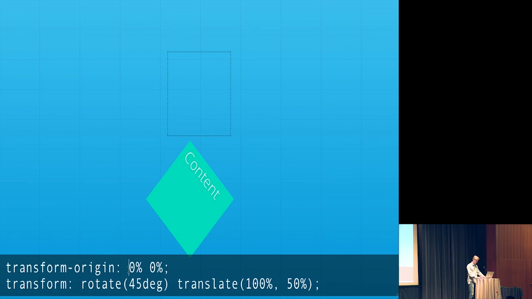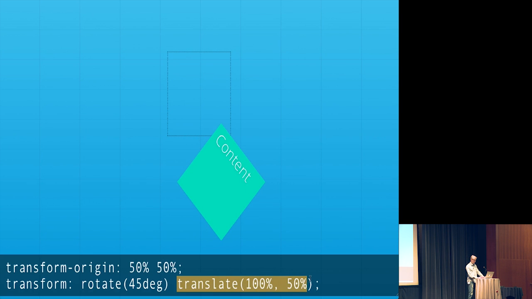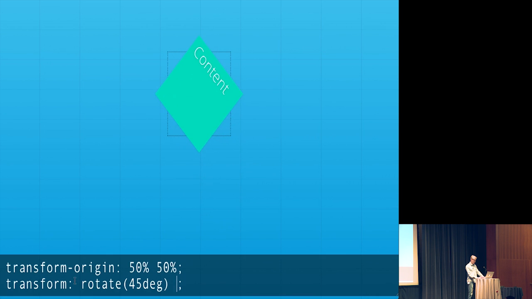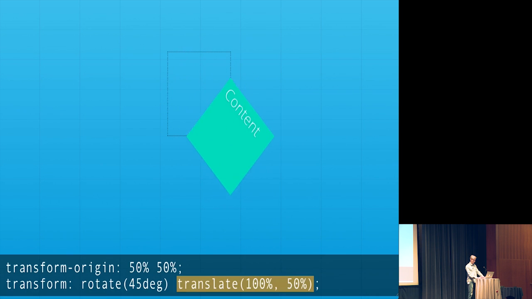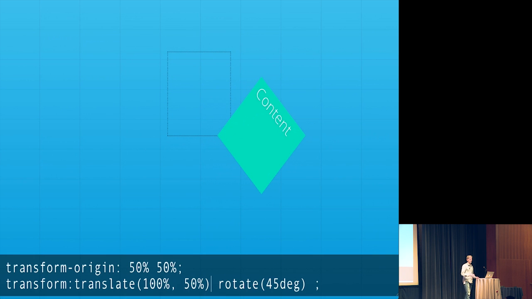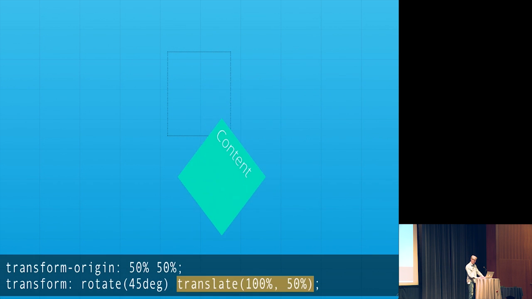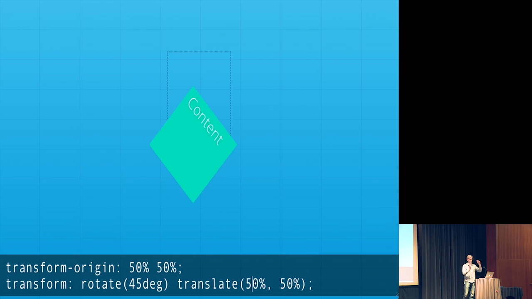Let's keep that there. And actually the order of the transforms matters here. So if we just switch these the other way around, we get a different result. So they are applied in a consecutive manner. So if we do the rotate first and then translate, you can see that it's actually moving alongside that rotated axis then.